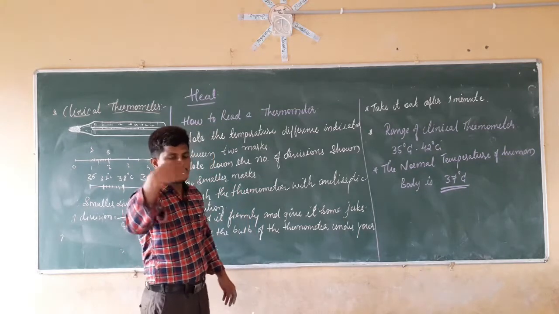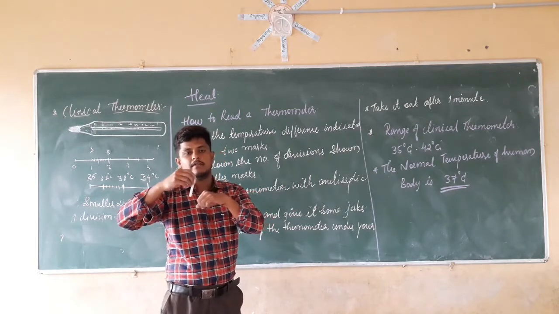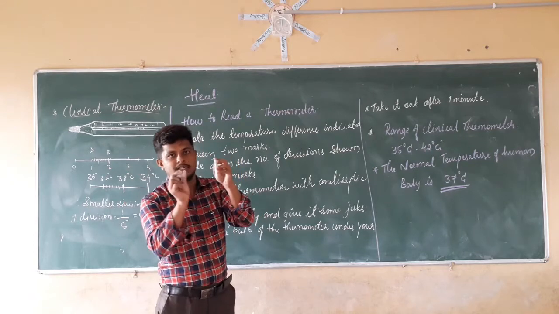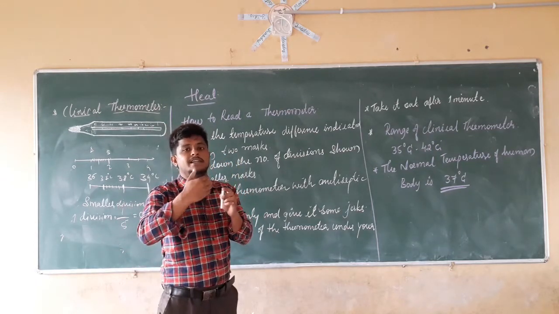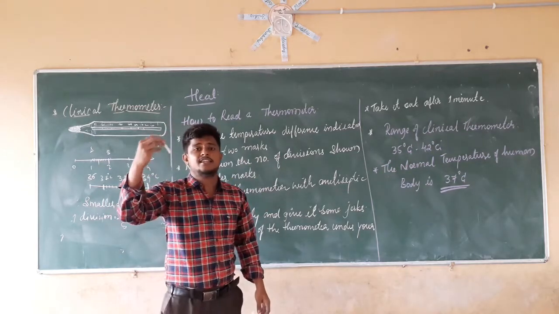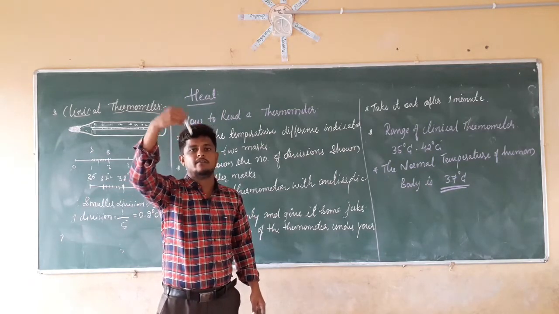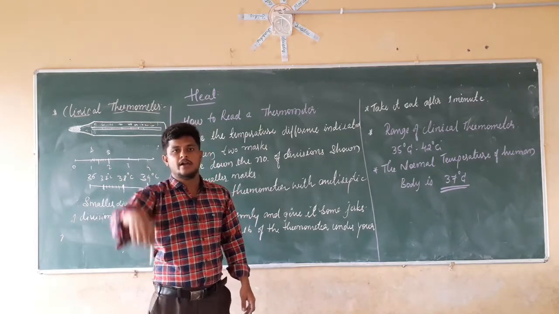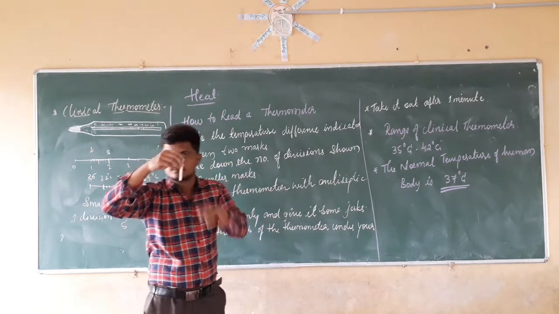Why do we have to do this? Because if the mercury level is higher on this scale, I want the mercury level at the initial point. If we don't jerk it, the initial point will be a bit higher than that of the scale, and we can't accurately measure our body temperature. For that reason we have to give 2 to 3 jerks, until the mercury level comes to the initial point.